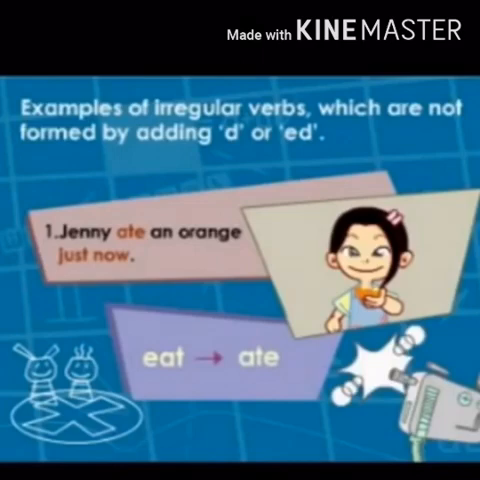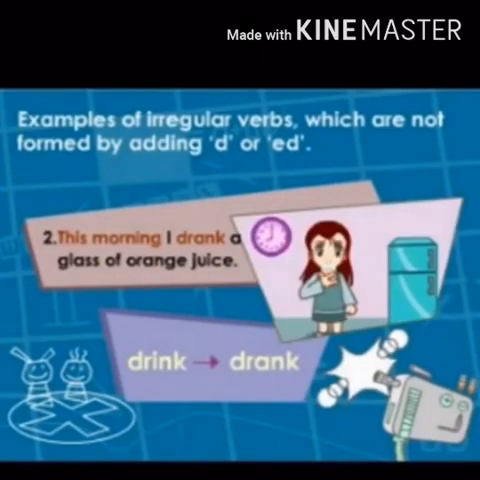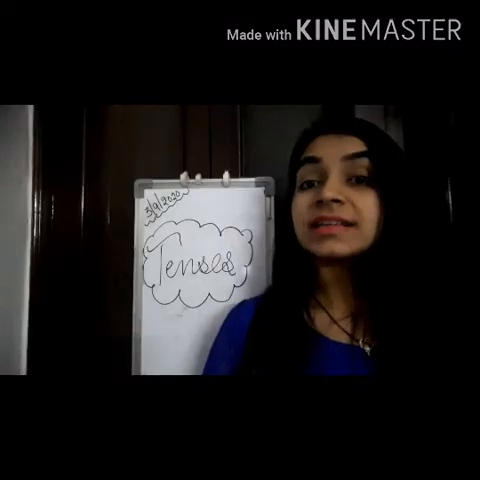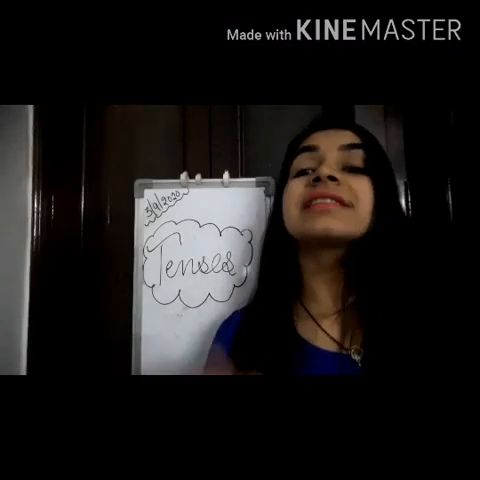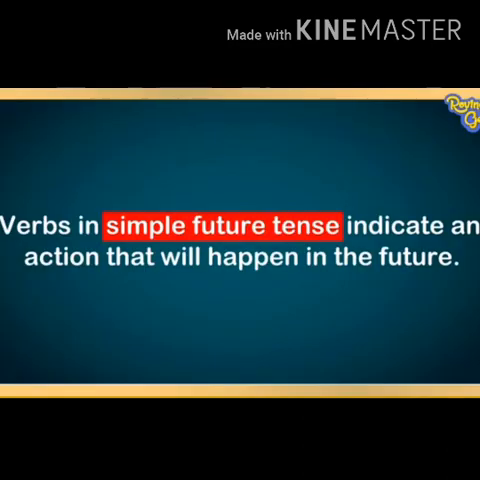Next example. This morning I drank a glass of orange juice. So drink became drank. Drink is the present form and drank is past form of verb. And at last we are having simple future tense. Verbs in simple future tense indicate an action that will happen in the future.